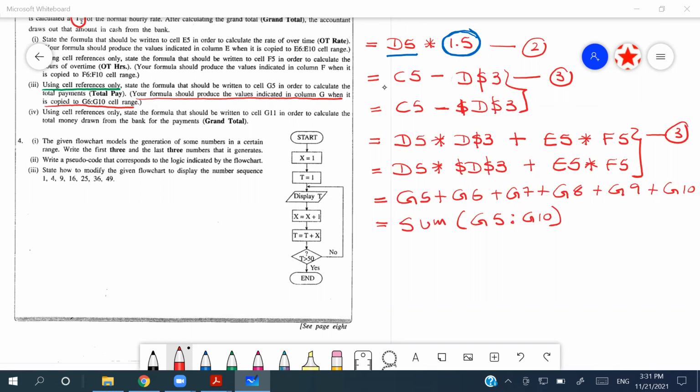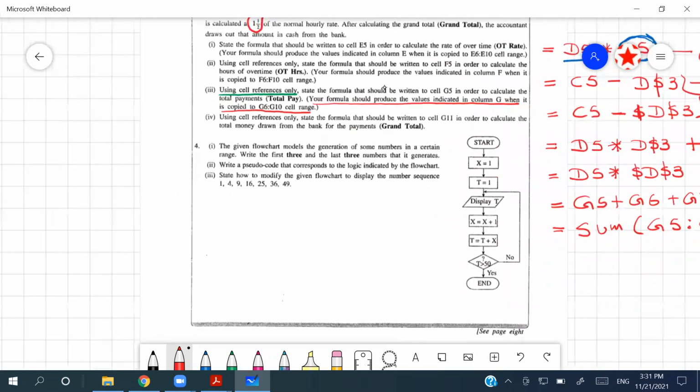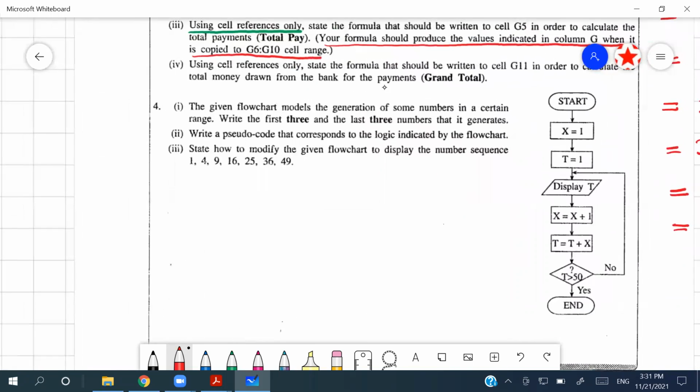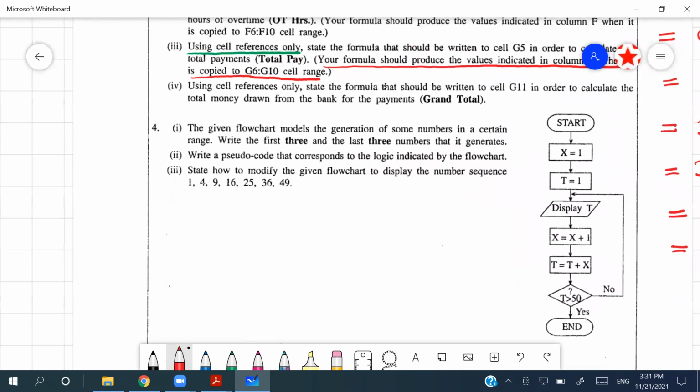The given flowchart models the generation of some numbers in a certain range. Write the first 3 and the last 3 numbers that it generates. Right, so you have to be careful. When they say something like this, you have to be very keen to take the first 3 and the last 3, and you have to learn how the pattern works. Okay, so let's hand trace this and see what's going to happen.